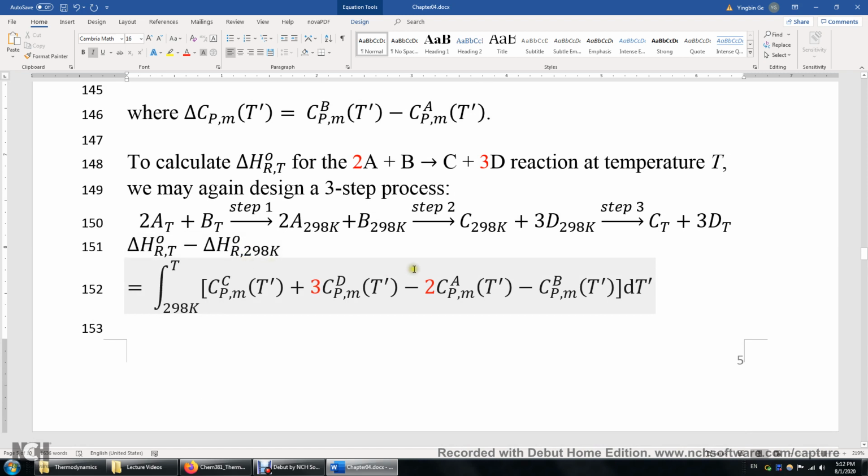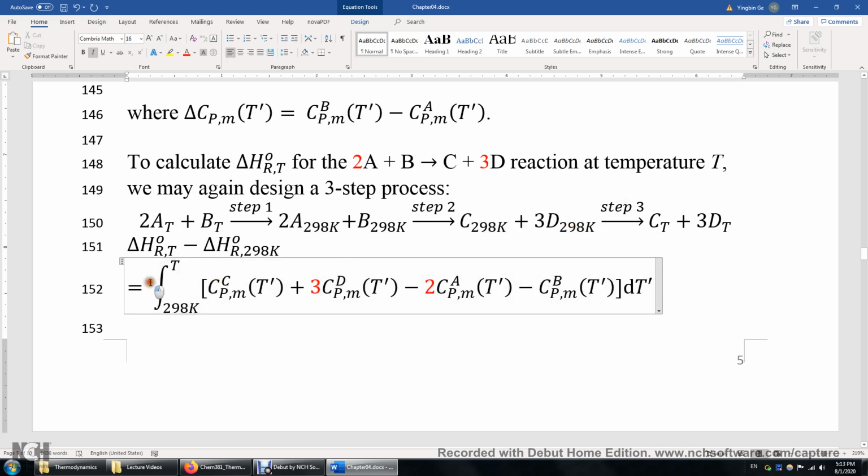Now let's look at one example. This reaction, we have 2A plus B. The product is C plus 3D. And then we're going to divide this into 3 steps. Step 1, we change the temperature. Step 2, we allow the reaction to proceed at the room temperature. Step 3, we change the product's temperature to T.